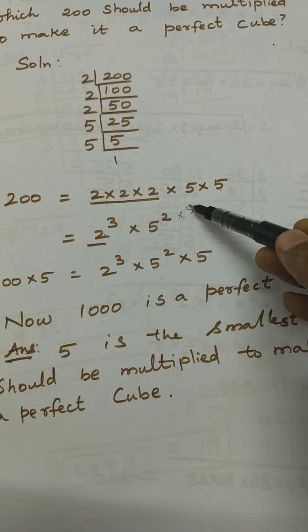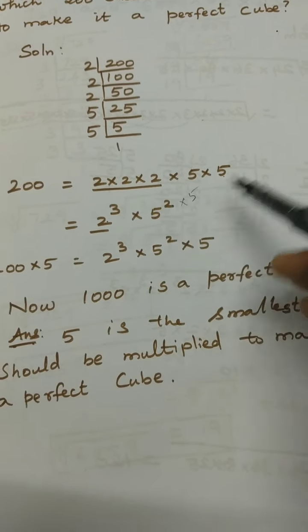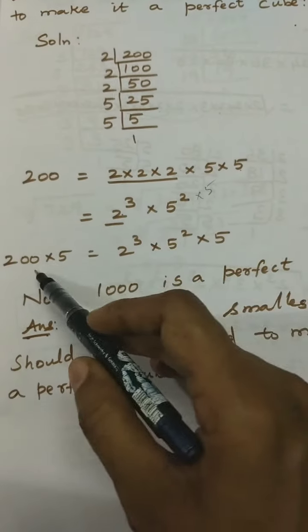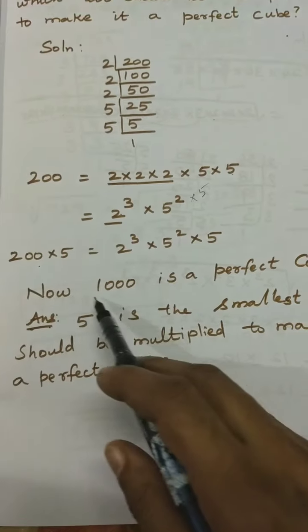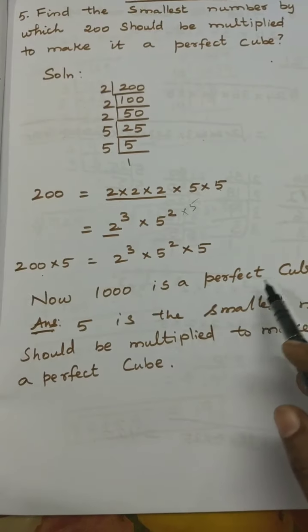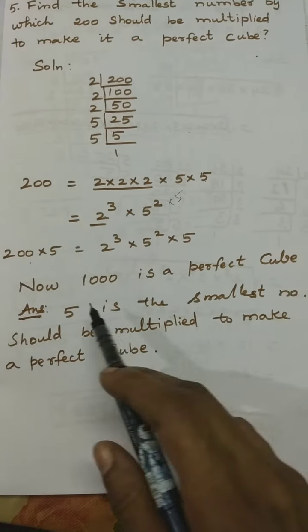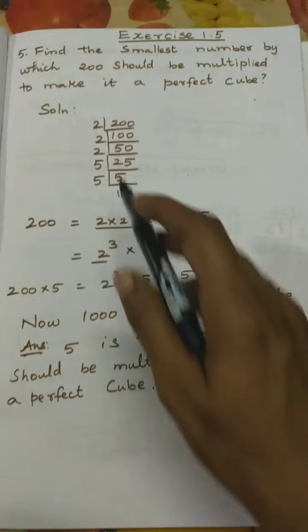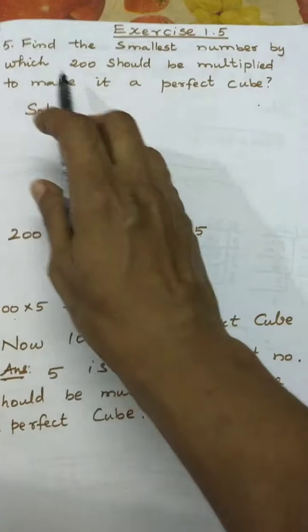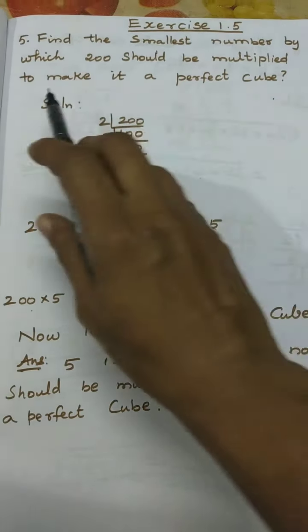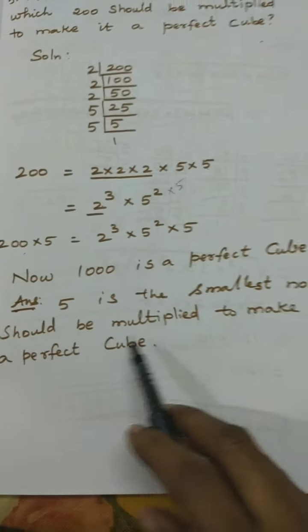If you multiply by 1 5, this will become 5 cube. So if you multiply by 5 on both sides, then 5 2's are 10, 1000. Okay, 1000 is a perfect cube. So 5 is the smallest number by which 200 should be multiplied to make it a perfect cube. Okay.